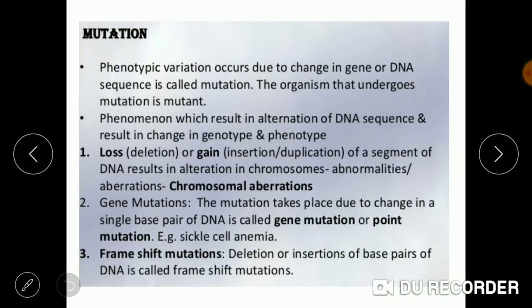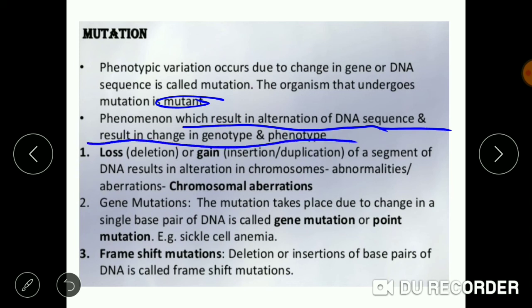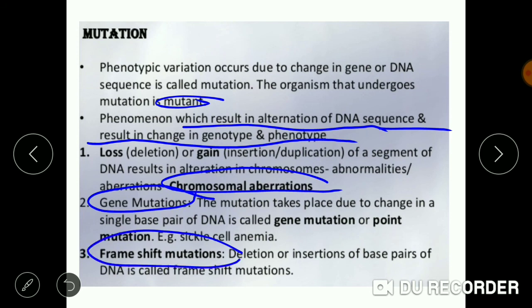Now we move on to mutation. So, what is mutation? The phenotypic variation which occurs due to a change in the gene or the DNA sequence is known as mutation. The organism that undergoes mutation is called a mutant. The phenomenon which results in alteration of the DNA sequence and a change in genotype and phenotype is known as mutation. The mutation is of two types: chromosomal aberration or gene mutation, or frame shift mutation.